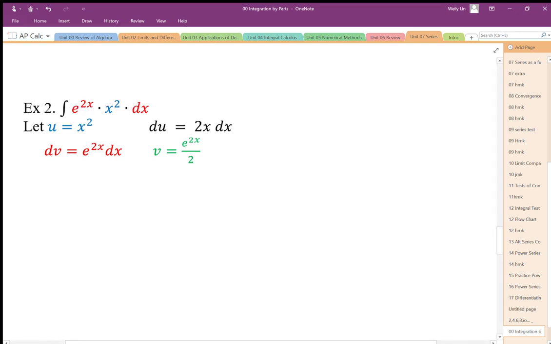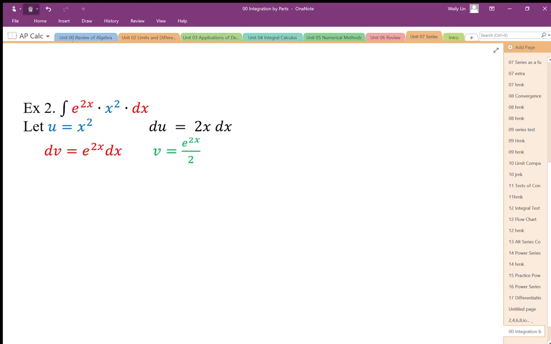Now the way I choose it, I have to choose a u piece and a dv piece. And the way I choose it is I need to select the dv part to be the most complicated part that I can integrate. So my choices would have been e to the x dx or x squared dx as my dv piece. Well, x squared dx I can integrate, no problem. e to the 2x I can integrate as well, and this one is more complex than the x squared version of it. Okay, so I'm going to choose that one as my dv part.